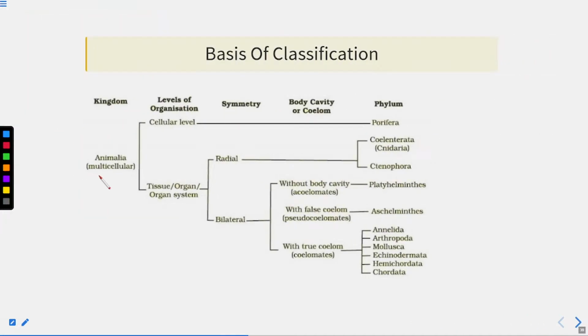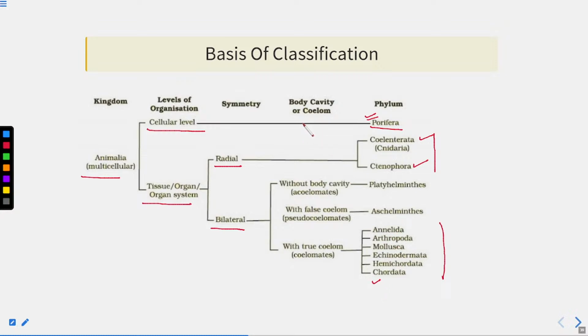So here you can see the Animalia kingdom, level of organization: cellular level, that is showing the porifera; tissue, organ and organ system, Coelenterata, Platyhelminthes, Aschelminthes, and from Annelida to the Chordata. And they have symmetry, radial type and bilateral. Radial symmetry is present in the Coelenterata and Ctenophora, and asymmetry, no symmetry, is present in the case of porifera. Bilateral is present in Platyhelminthes, Aschelminthes, and from Annelida to the Chordata.